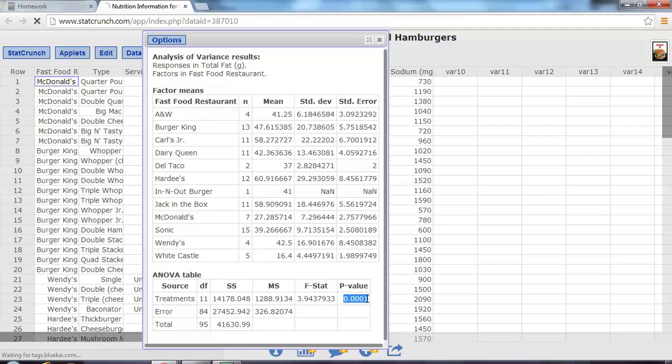Now my p-value here is pretty small, 0.0001. So if I had a typical alpha level 0.05, I would end up rejecting H0, assuming HA, indicating that there is a difference between a fast food restaurant and the amount of fat that is in the hamburgers.